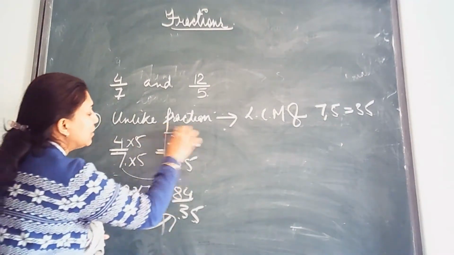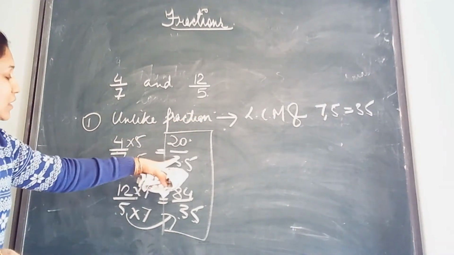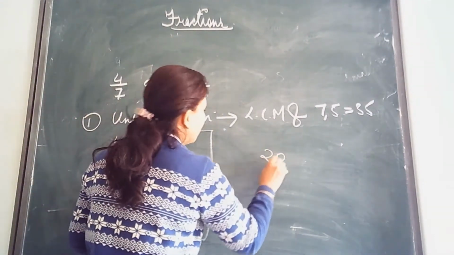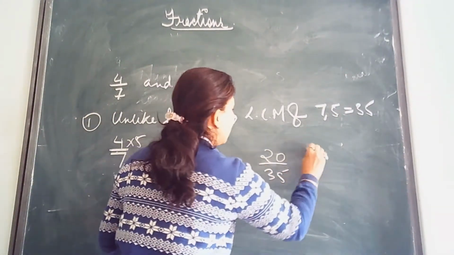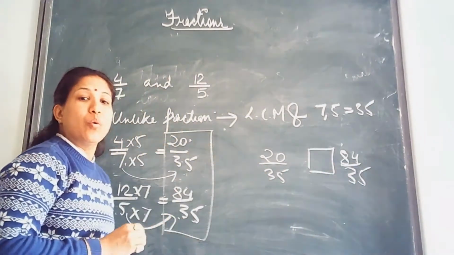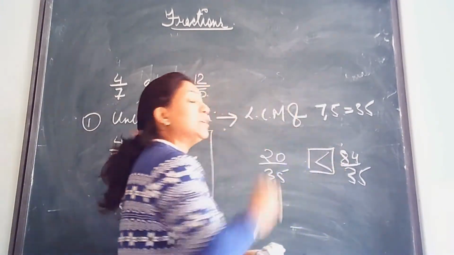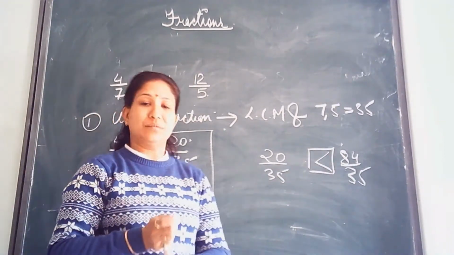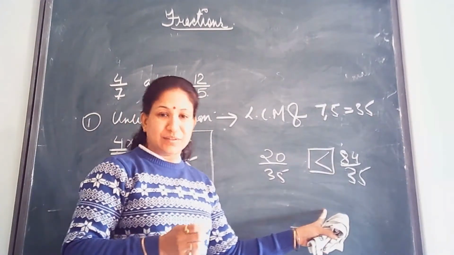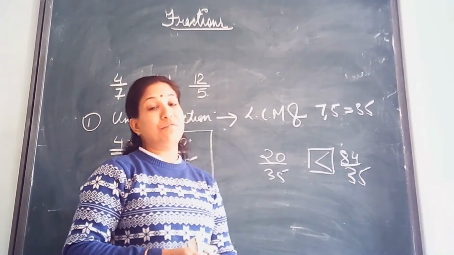Rewrite the fractions. Now see, I told you the third step, after comparing with the LCM, you will see they are now equivalent fractions, which means the denominators are the same. Now compare 20 upon 35 with 84 upon 35. What is the rule? If the denominators are the same, check the numerator. Whichever numerator is greater, that fraction will be greater. So here 20 by 35 is smaller than 84 upon 35. This is how we compare two unlike fractions.